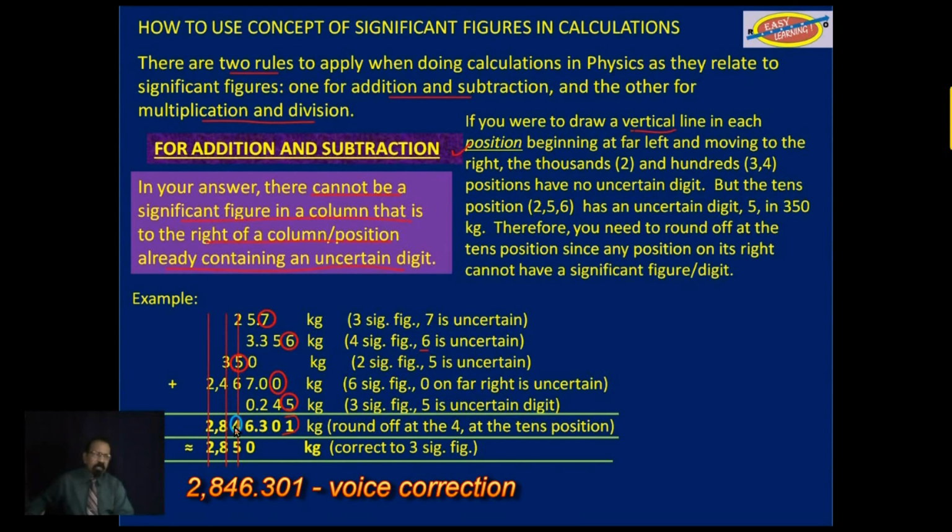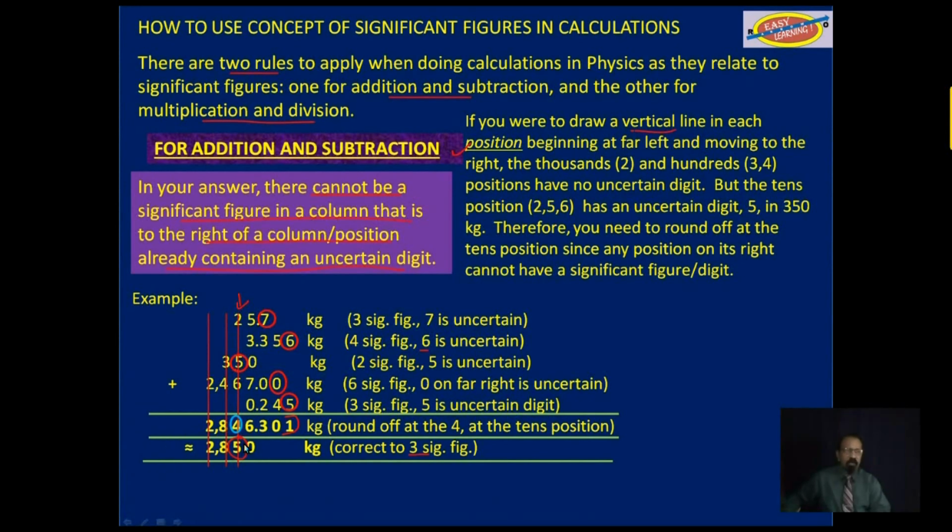Now 2,846.301 rounded off to the nearest tens, because this is the tens position. 2,846, is it closer to 2,840 or 2,850? Obviously, it's closer to 2,850. So we round it off as 2,850 kilogram, and we have 3 significant figures.